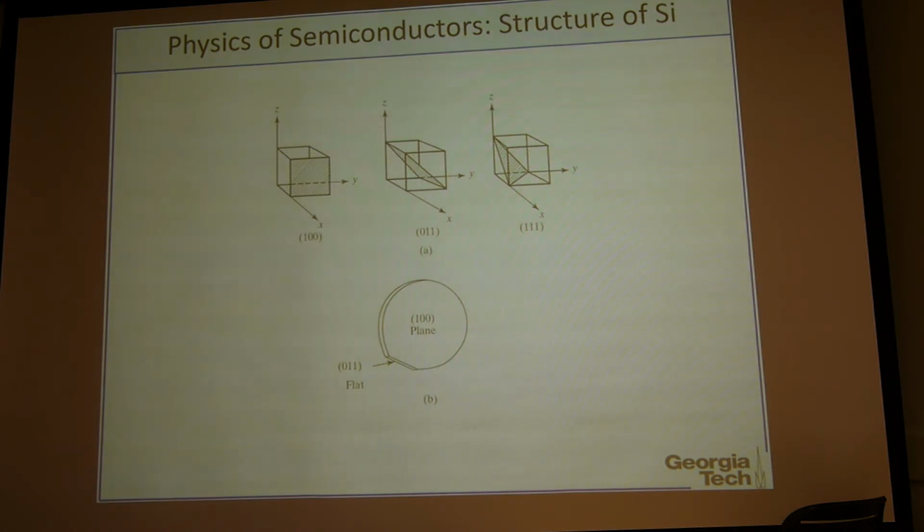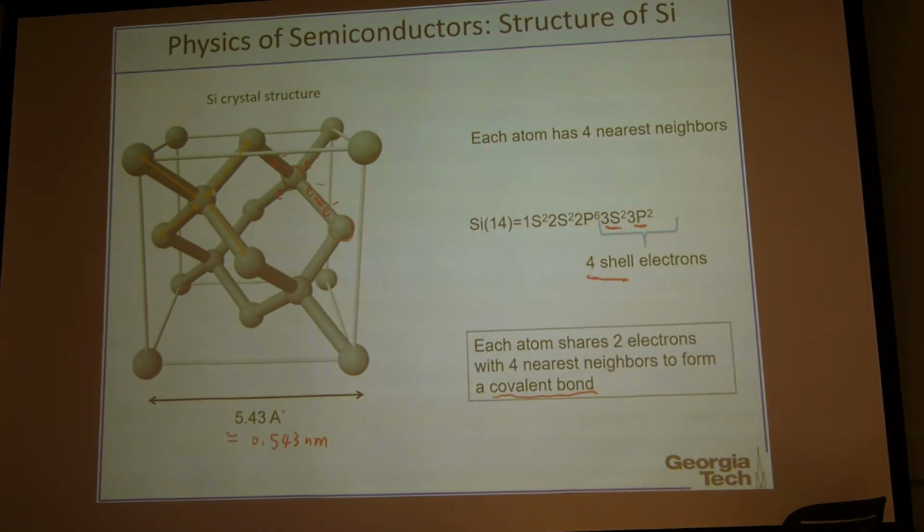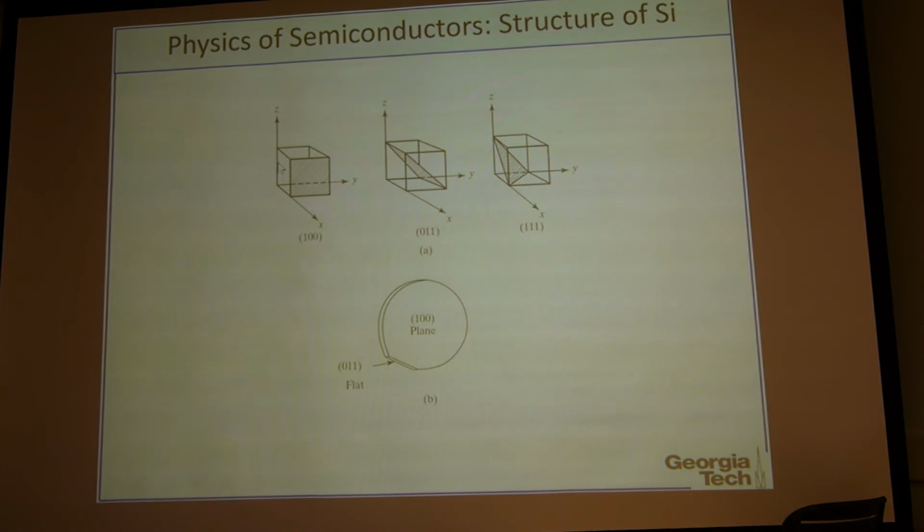So what is the orientation of this wafer? There are different possible ways to cut the three-dimensional crystal structure into this two-dimensional wafer. If you look at the crystal structure here, we skip the atoms, but here we basically draw that unit cell. So here you have this unit cell, it's a cube.